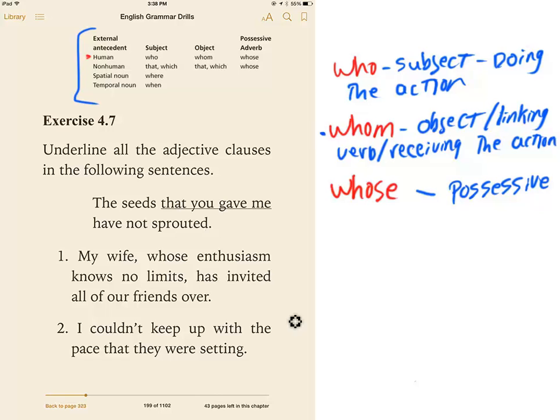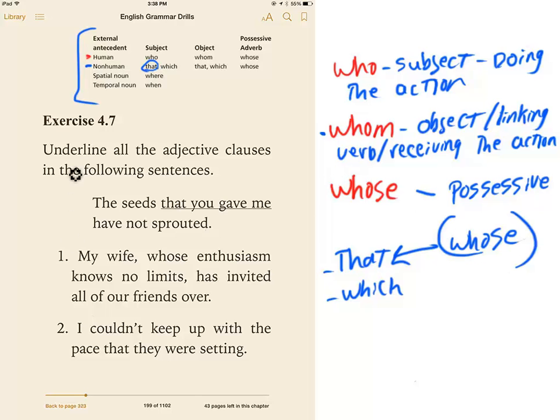And then we also talked about if it's non-human, we're going to use the word that. Now there is a distinction of when to use that and which, but that's pretty complicated, and we'll look at that later. But right now, just know that if it's non-human, you probably are going to use the word that unless it's a possessive, and then you're going to use whose again, because that's the only relative possessive pronoun we have. So even if it's not human and it's possessive, we're going to use the word whose, as you can see here.